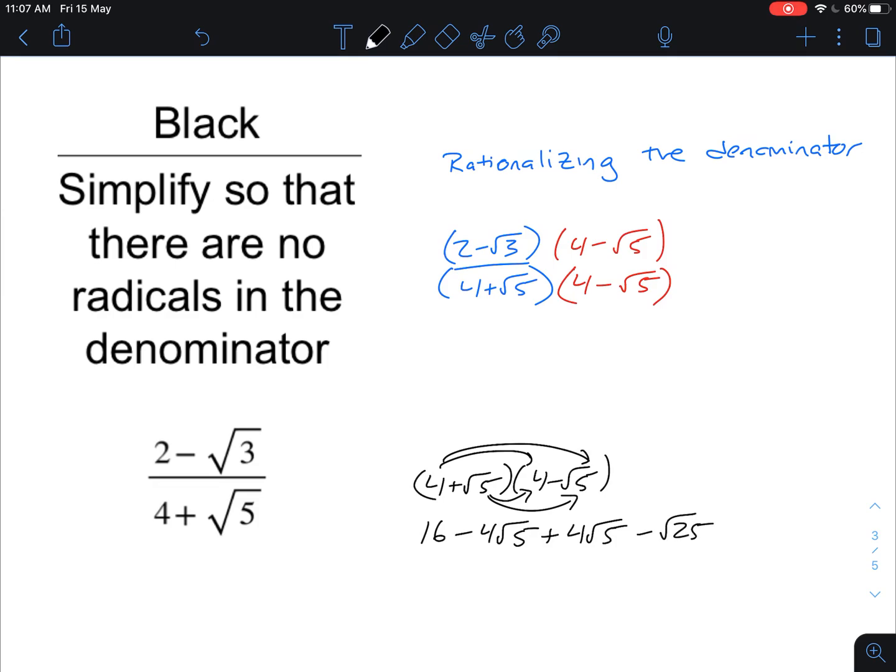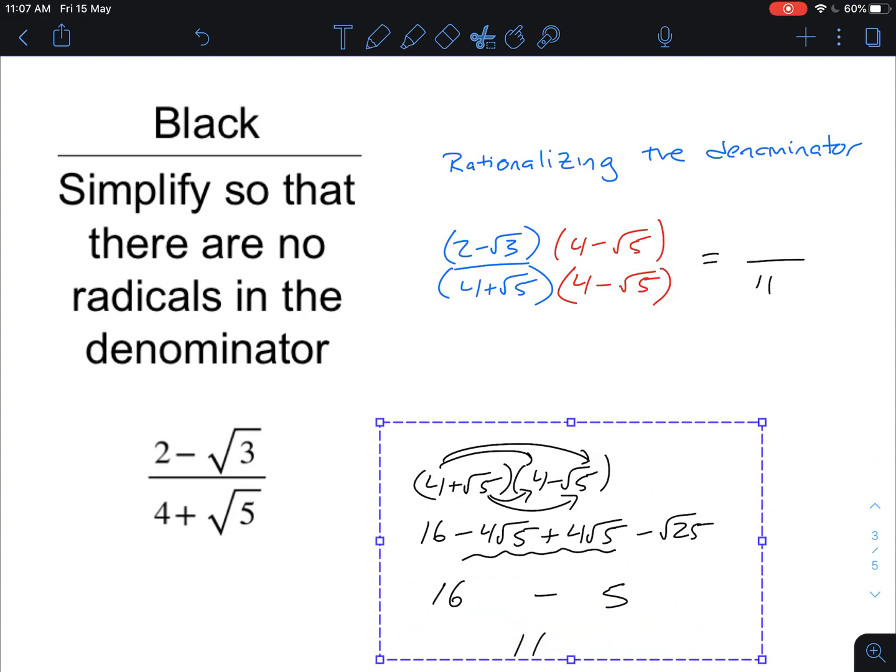If you do this correctly, these middle two terms will always cancel out. That's how you get rid of your radical. So this becomes 16 minus, and the square root of 25 is 5. And 16 minus 5 is 11. So the denominator becomes 11.